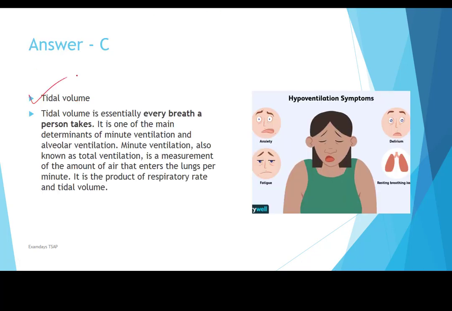So the answer is going to be tidal volume. Tidal volume is essentially every breath the person takes, and it is one of the main determinants of minute ventilation. Minute ventilation is also known as total ventilation. This is a measurement of the amount of air that can enter into the lungs per minute. It is the product of respiratory rate and tidal volume.